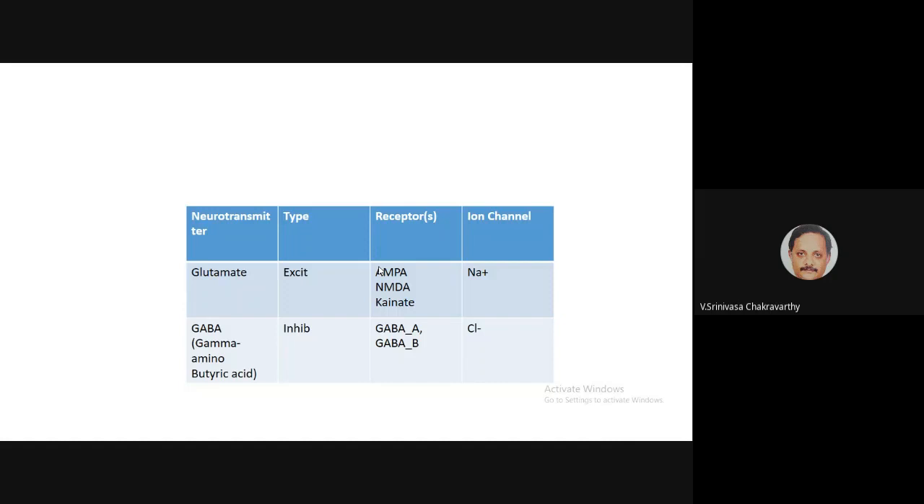For GABA there are 2 types of receptors, GABA A and GABA B, and the channel which opens because of that is a chloride channel. Chloride is a negative ion, so when it flows from outside to inside, it has a tendency to reduce the membrane voltage.